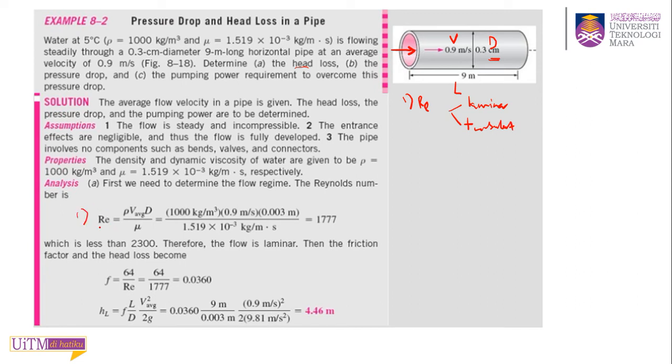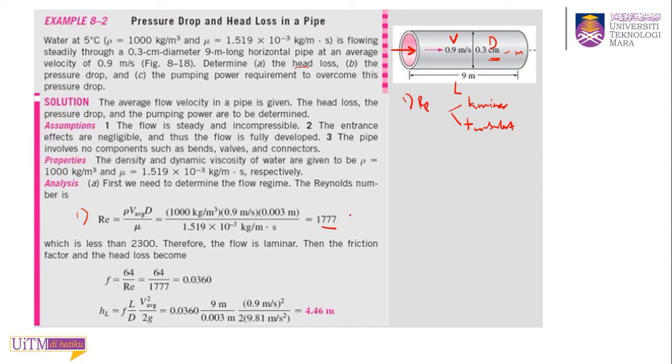Okay, so you can calculate the Reynolds number through this equation, rho times V times D over mu. The rho is 1000, they give you the rho, times V 0.9, times D 0.3 centimeters. So you need to change this in meter, divide by 100. So you get 0.003. Divide by mu, your dynamic viscosity, 1.519 times 10 to the power of minus 3. So you will get the value for Reynolds number is 1777.